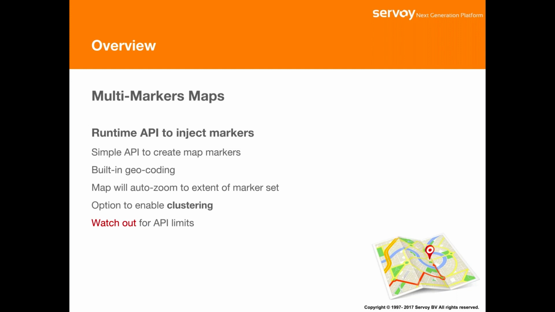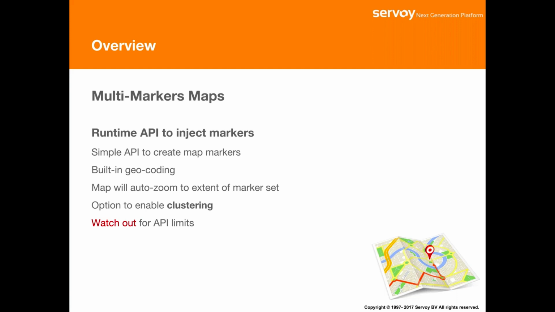The next example was the multi-marker map, and in this case, it was not just the design time; it was also the runtime setup. So I used the simple API to pass in those marker objects. Remember that you can do lat long, or you can do an address. If you do an address, then you can take advantage of the built-in geocoding. And then either way, the map will auto zoom to the extent of the marker set that you passed in.